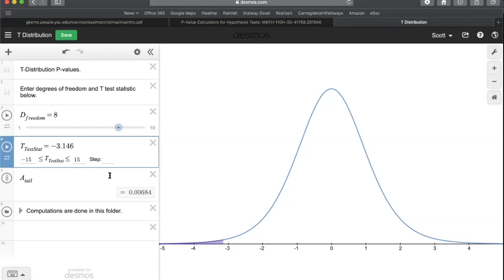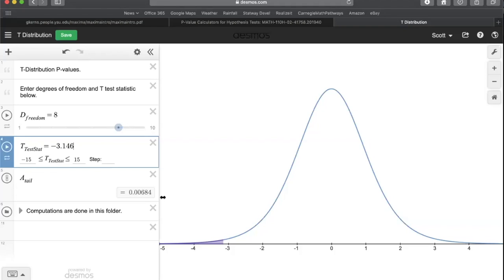And then what I have it doing is it shows the area of the tail. You can see it's shaded here in the graph, so you can kind of get a picture of what your p-value looks like. It's just a thin little thing. And the A tail, that's the area of the tail. I didn't want to say that was the p-value because you might have to double it if it's a two-tailed test. Okay. Anyway, so the area of the tail is 0.00684, which I've rounded to 0.007.